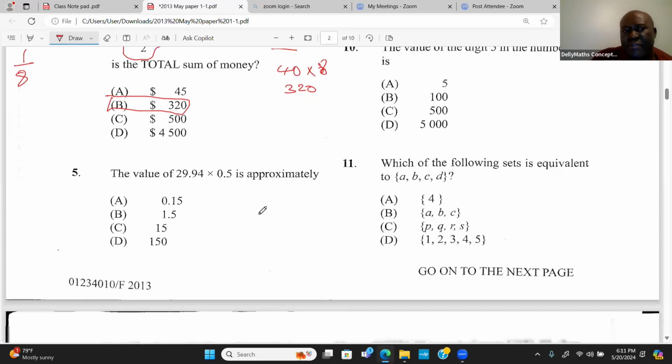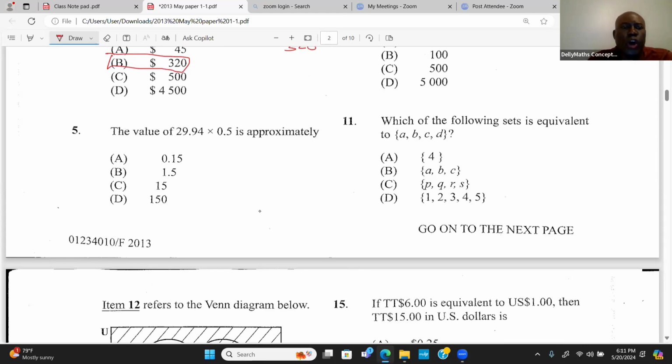Let's keep going. Number 5 says the value of 29.94 times 0.5 is approximately what? Look at this figure, it's almost 30, and this is a half. So you're thinking a half of 30, so you're looking for an answer close to 15. It couldn't be any of these. Naturally, it has to be 15.